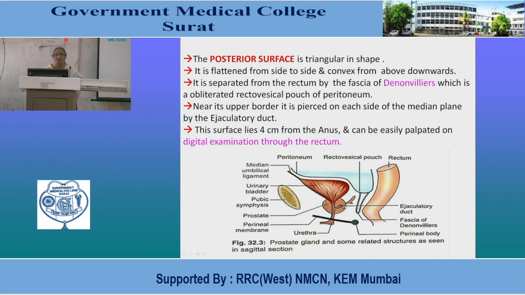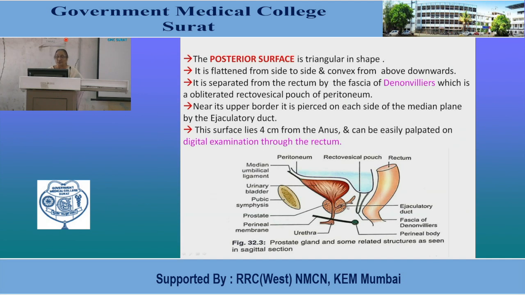So this is the prostate, here separated from the rectum. This is the rectum, separated by the fascia of Denonvilliers, which is the obliterated rectovesical pouch of the peritoneum. So what is the fascia of Denonvilliers? It is the obliterated rectovesical pouch of the peritoneum, which is separated from the rectum by this fascia, the posterior surface. Near its upper border, it is pierced on each side of the median plane by the ejaculatory duct.